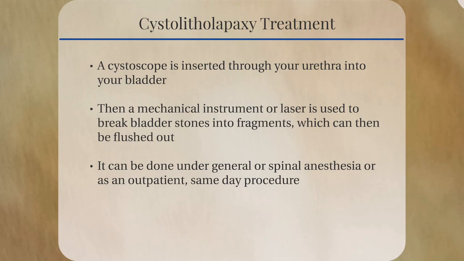Bladder stones can be removed during a procedure called cystolitholapaxy. Your doctor inserts a cystoscope, a small telescope, through your urethra into your bladder. The doctor then uses mechanical instruments or laser to break the stone into small fragments and removes the pieces by flushing them out. The underlying causes of bladder stones should also be treated at the same time.